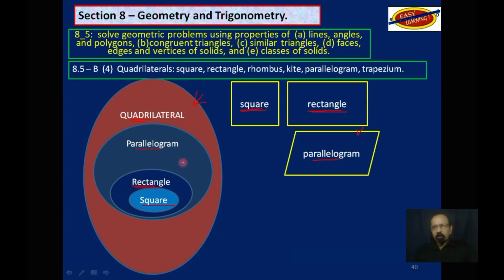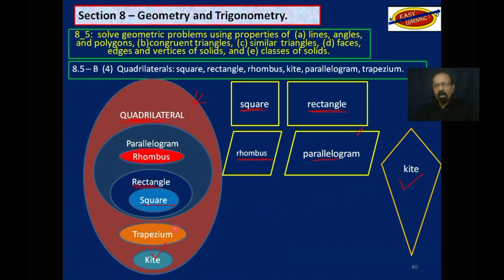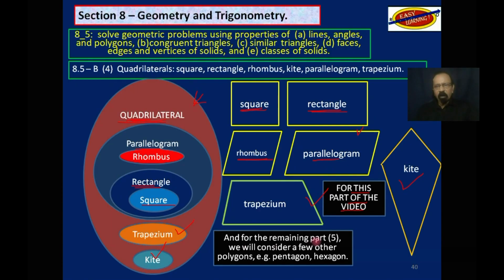There are also rhombus, which looks like this. All of those are quadrilaterals, but they are not the only quadrilaterals. There are also kites, which look like this over here. And then we have one more quadrilateral to consider, the trapezium, which looks like this. So we will be looking at the properties of these quadrilaterals, and then we will have to use them in given situations. So for this part of the video, we will be looking at quadrilaterals, and then the remaining part, we will be considering other polygons, example, pentagon and hexagon.